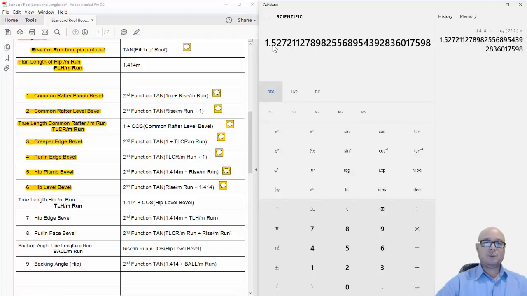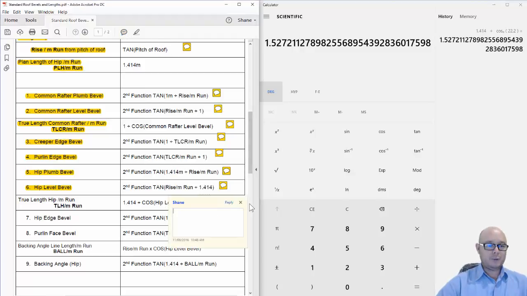And the final answer is 1.527. So I'll just post that. Using 3 decimal points, the answer for the true length of hip per metre run is 1.527. And there it is there. So we just did this calculation.